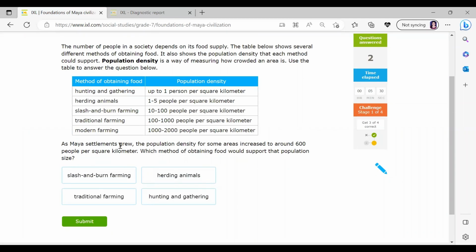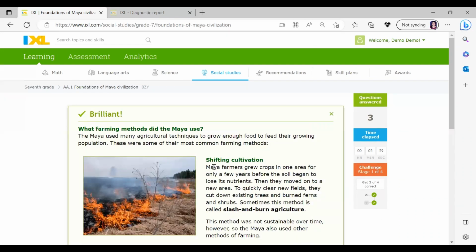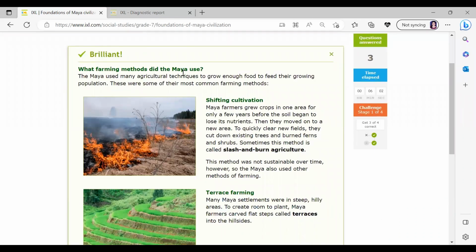As Maya settlements grew, the population density for some areas increased to around 600 people per square kilometer. Which method of obtaining food will support the population size? So we find that it's 600 people. So we look up 1 to 5, 10 to 100, 100 to 1,000. So 600 is within this range. So it must be traditional farming. It just shows whether you know how to read a table. So what farming method did the Maya use?